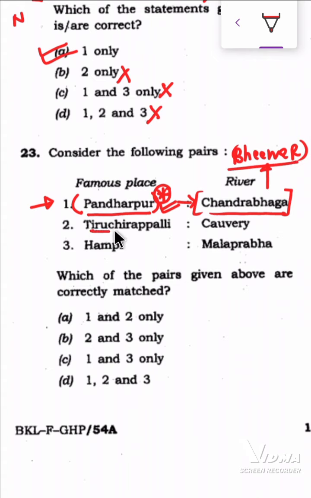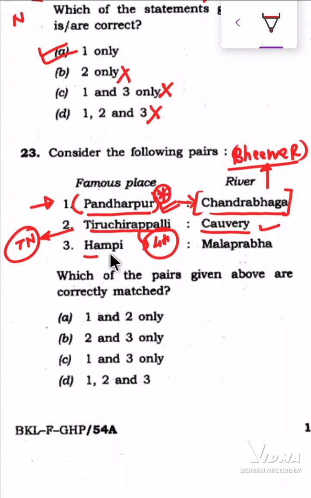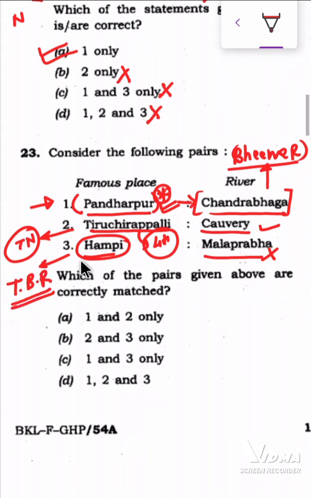The second pair is Tiruchirappalli. Tiruchirappalli is in Tamil Nadu, and the river Kaveri flows through Tiruchirappalli. It is the fourth largest city of the state of Tamil Nadu, and there is also an NIT in Tiruchirappalli. The third pair is Hampi and the river Malaprabha. This is not right because Hampi is situated on the southern bank of the river Tungabhadra. Hampi is also a UNESCO World Heritage Site, and it was once part of the Vijayanagara Empire. So statement 3 is wrong. We can remove statement 3 from the answer, so automatically our answer is option A.